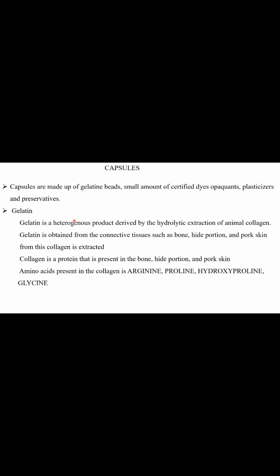Collagen is a protein that is abundant in the bones, skin, and also in the connective tissues. It contains specific amino acids, which are the building blocks of proteins. There are four main amino acids present in collagen, namely arginine, proline, hydroxyproline, and glycine.